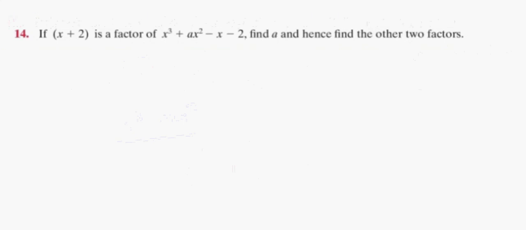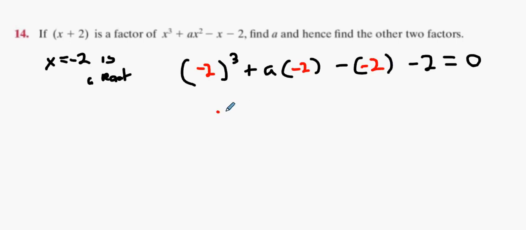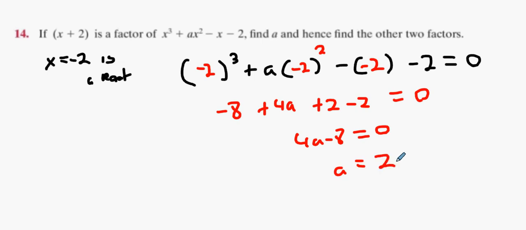If x plus 2 is a factor, this means x equals minus 2 is a root. So what does that mean? Replace all x's with minus 2, and the answer has to be 0. Okay. Minus 8, minus 2a, plus 2, minus 2 equals 0. Oh, look, that's brilliant. We're about to get a squared. I knew I made a mistake. 4a, because I knew the answer was 2. So 4a minus 8 equals 0. A equals 2. Wasn't that considerably easier?